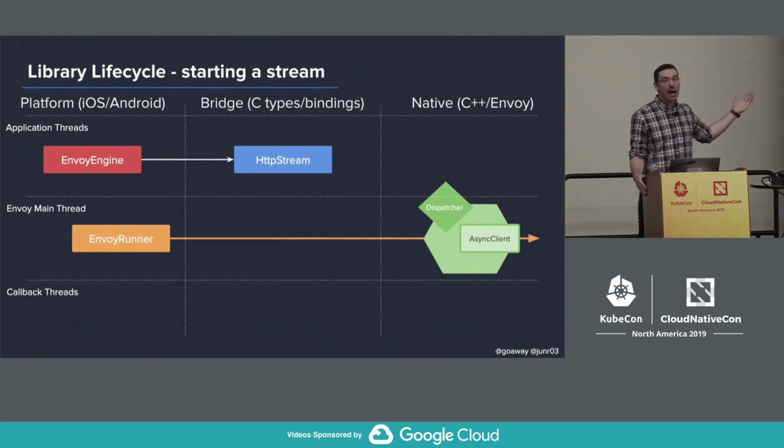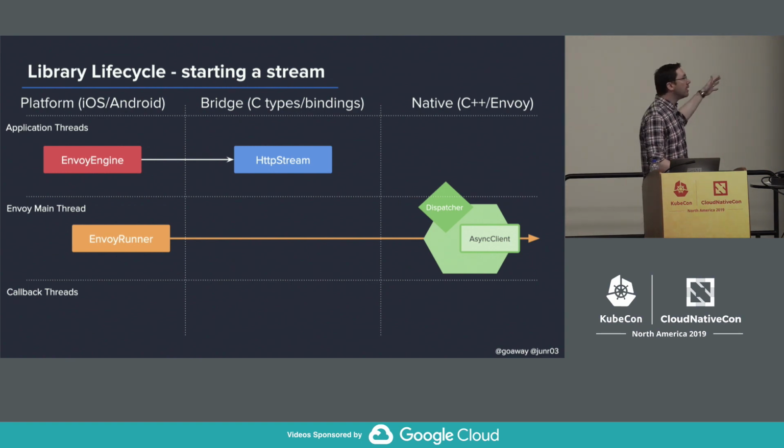Now, when it's time for a client to actually issue a request, it will do so by means of creating an HTTP stream at the bridge layer. We have these platform high-level types. We have NSData representing buffers or potentially byte buffers from Java, and we need to convert them into something that Envoy can understand. This is the work that our bridge layer does. It converts them into C types that can be mapped directly into Envoy native types.